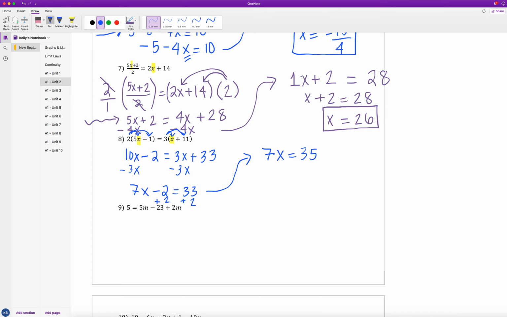From here, I want to go ahead and continue to isolate and get x by itself. And the last thing I have to do is get rid of that 7. So I'm going to divide through by 7 and get x equals 35 over 7, which we know simplifies down to be 5. So our final answer then would be x equals 5.